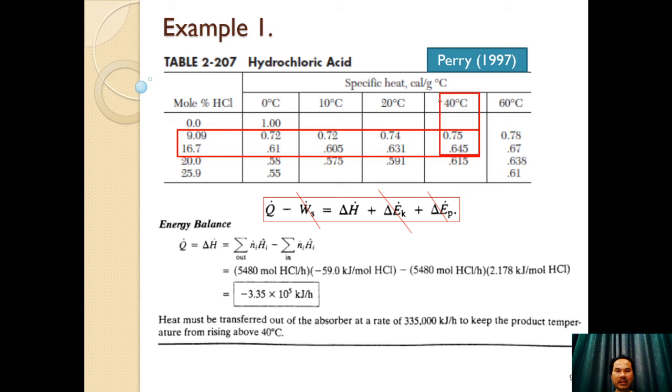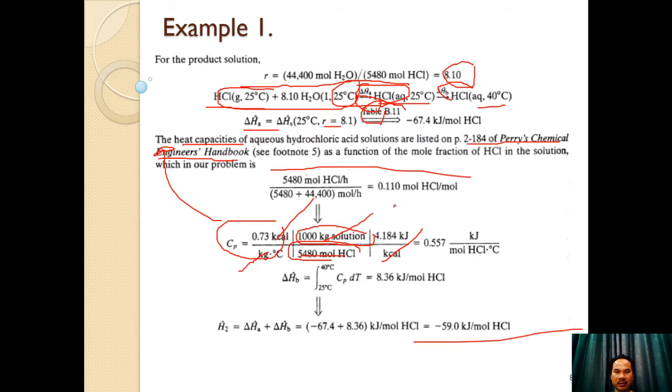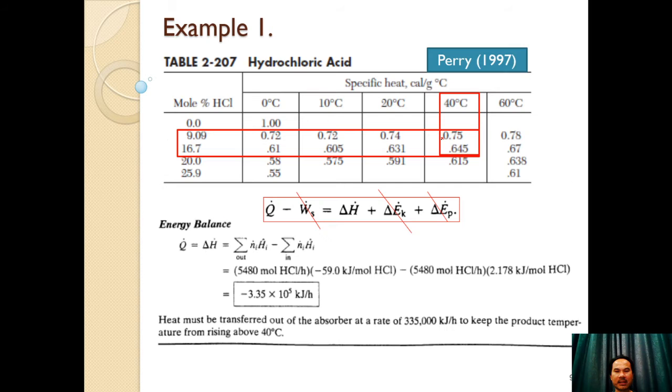I show you what is the value of this Cp. It's about 10% HCl. You interpolate between 70.75 and 645, and you get about 0.73. And for this energy balance, there is no shaft work, no kinetic energy, no potential energy.